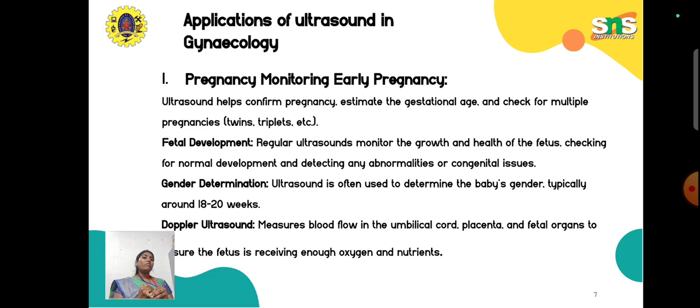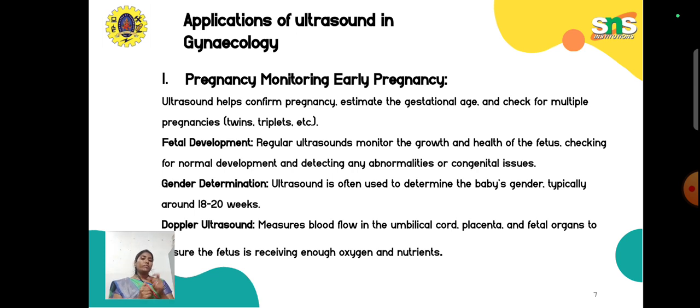And we have fetal development. Regular ultrasound scans have to be performed to check the fetal development at each gestational stage, to ensure the fetus is developing normally. It is also easy to identify any abnormalities at an early stage. And gender determination: ultrasound is often used to determine the baby's gender, male or female, which is usually done at 18 to 20 weeks of gestational age.